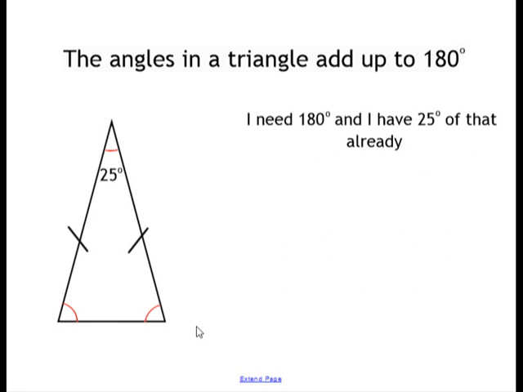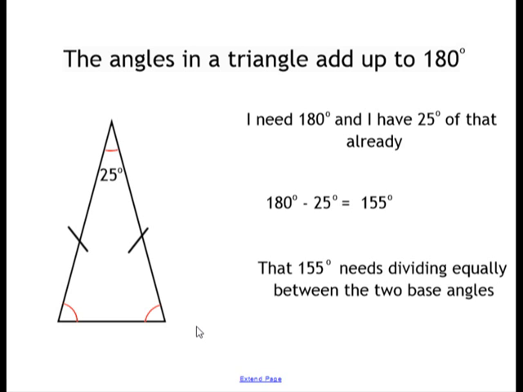Okay, so we've got 25 degrees up at my non-equal angle, and I need 180 degrees altogether. So if I've got 180 and I subtract the 25 degrees that are already accounted for, I need another 155 degrees in that triangle. And as my 2 base angles are equal, that 155 degrees needs dividing equally between those 2 angles. So 155 divided by 2 is 77.5. So each of those angles measures 77.5 degrees.